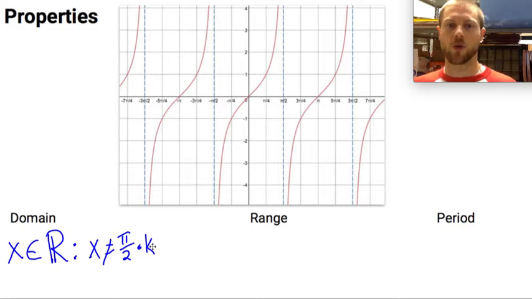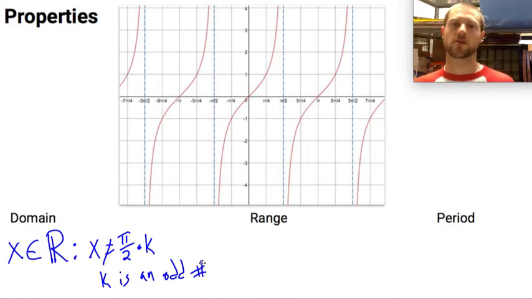So I need some sort of way to say, as long as I have an odd number of pi's over 2, then I'll have an asymptote. So like 1 pi over 2, 3 pi over 2, 5 pi over 2. So what I can say here then is I've created this k, and I'm going to say k is an odd number. So this is a way to describe the entire domain for the tangent function. A little bit weird, but this sort of encapsulates what x can equal and what x cannot equal. And that's the whole purpose of writing a domain.